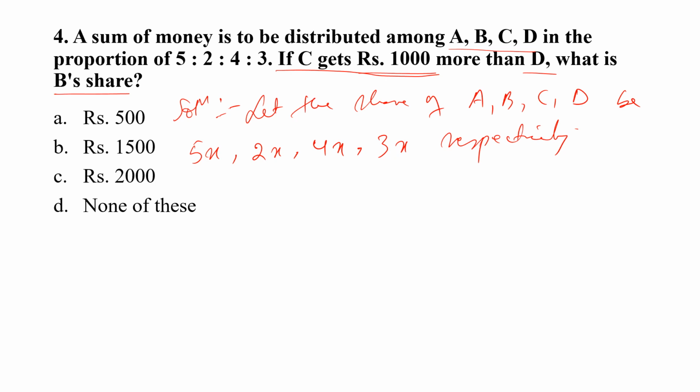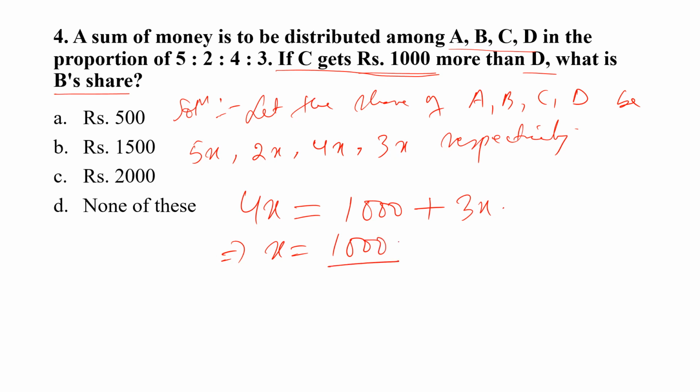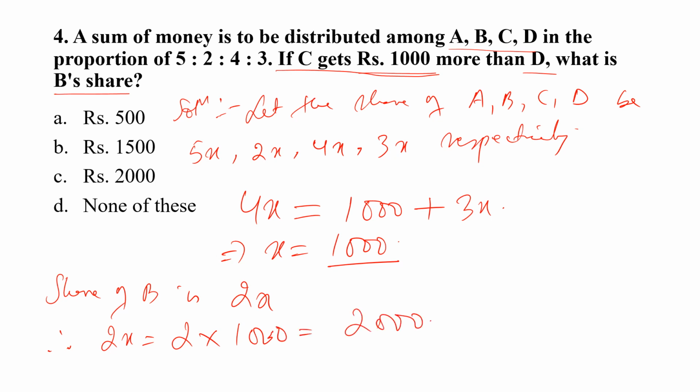Here we see the share of C is 4x. C gets 1000 rupees more than D, and the share of D is 3x. So from here, x is equal to 1000 rupees. Now we have to find the share of B. The share of B is 2x. Therefore, 2x equals 2 multiplied by 1000 equals 2000. Therefore, the correct option here is option C, that is 2000 rupees.